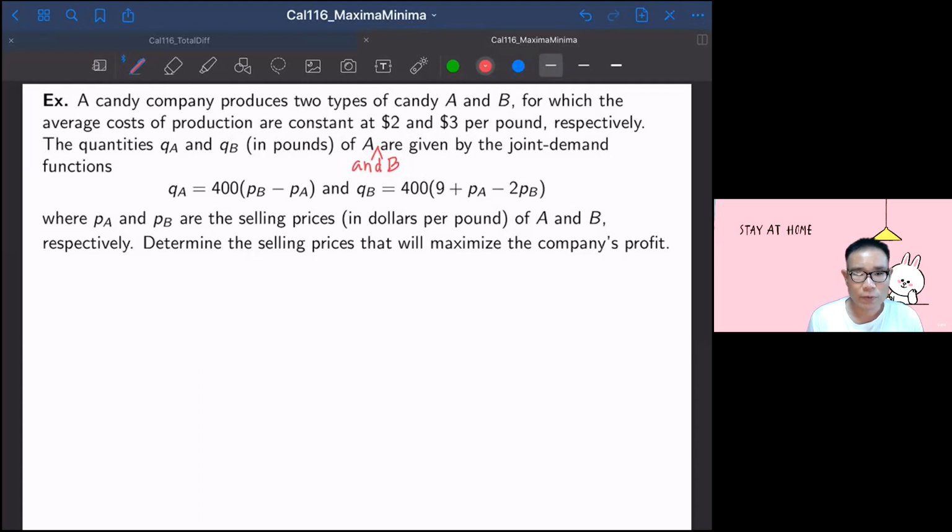So in this case, the variables for our function turned out to be PA and PB, that we'd like to know the values of in order to maximize the profit. So in this case, you're gonna construct the profit function. The first step will be to construct the profit function.